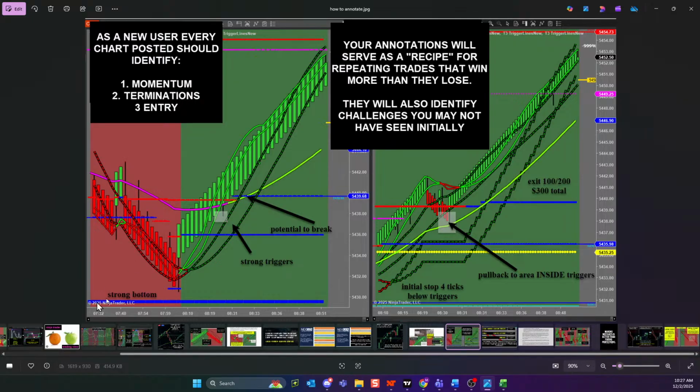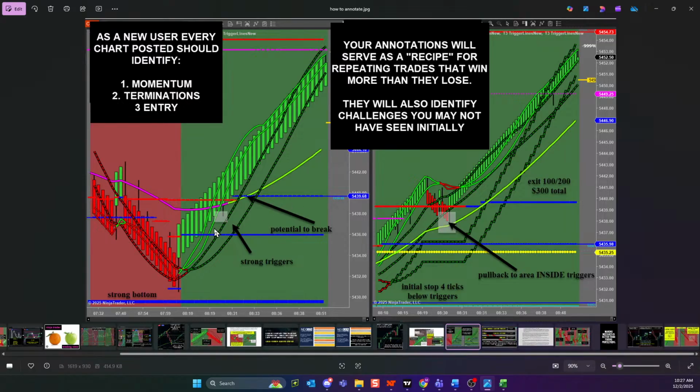If you were doing the feedback on this chart, momentum, strong triggers, it's true, right? Because strength is always separation. Termination conditions, what did you see? Well, I saw that this had the potential to break, but I knew that it wasn't broken. You're only up to 99 and counting to a million. I love it. Entry, pull back to an area inside of triggers.